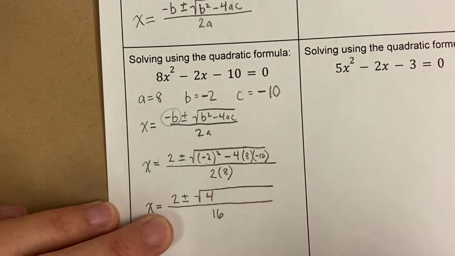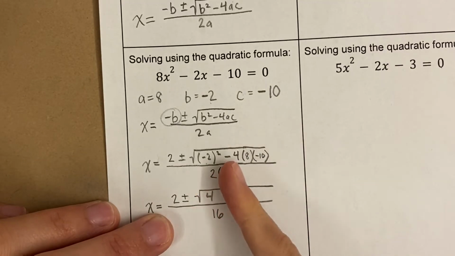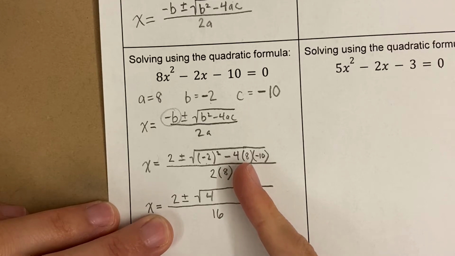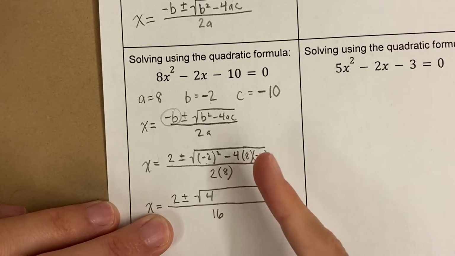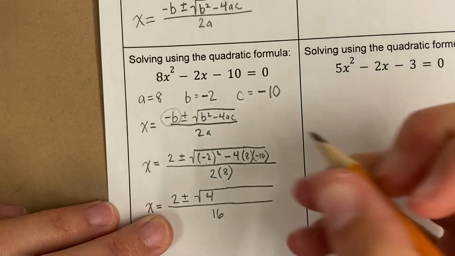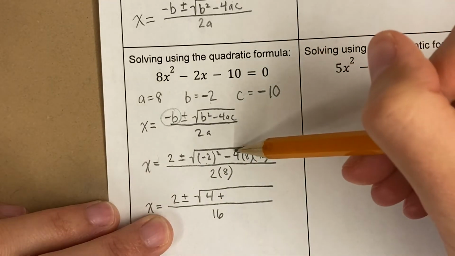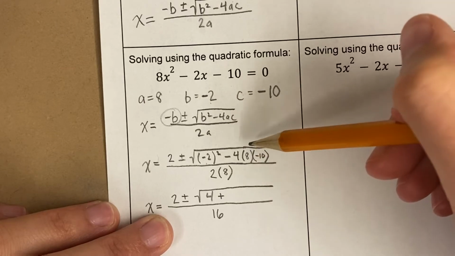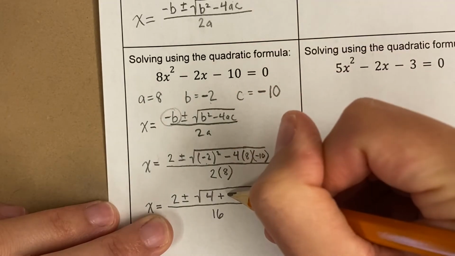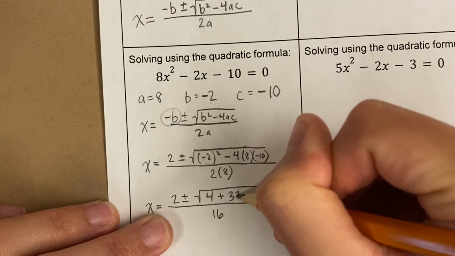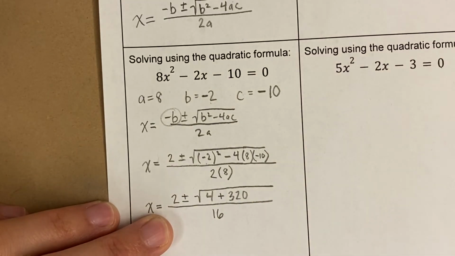Let's talk signs first. Forget the numbers. Negative times positive is negative. Then times a negative, that's negative times negative now. That's positive, so I'm going to put a plus sign here. Now 4 times 8 is 32, times 10 is 320. This is definitely a step where you're going to want a calculator.